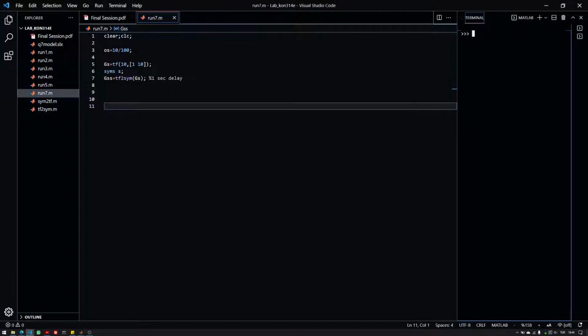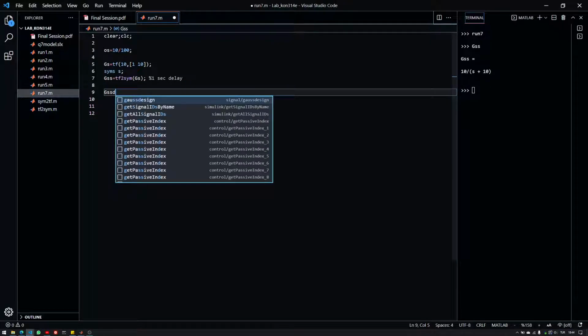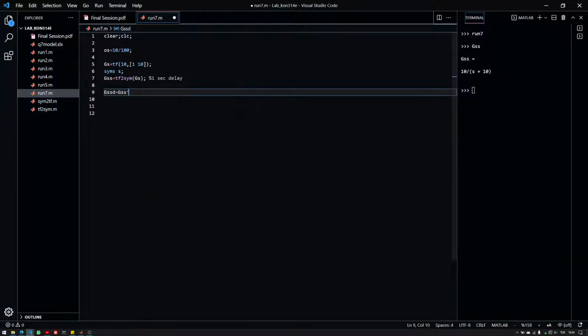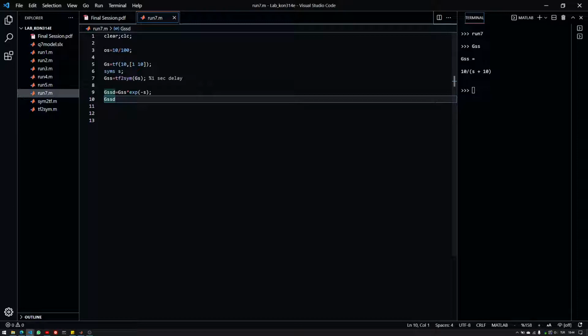Let me run the script first. Now we have GSS, which is 10 divided by s plus 10. And we have a delay term. Let's add that too. Let's say GSSD with delay: GSS times e to the power of minus s. So we have such a transfer function.